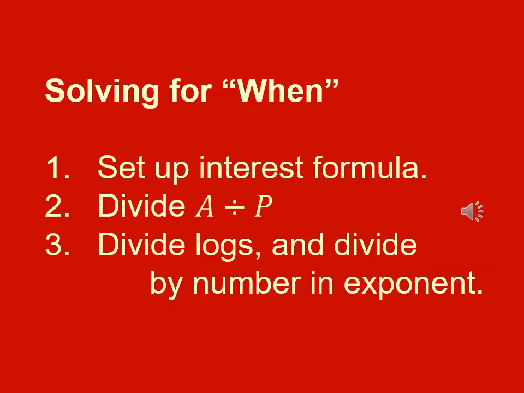So again, the basic idea of what we're doing is solving for when. We're trying to find the variable t. And what I want to do is set up the interest formula, putting in all the variables we know. What should be left is t. And to solve it, we divide A divided by P. You divide the logs. And the last thing is always divide by the number in the exponent. So that's the basic idea of how to solve for the exponent in story problems.